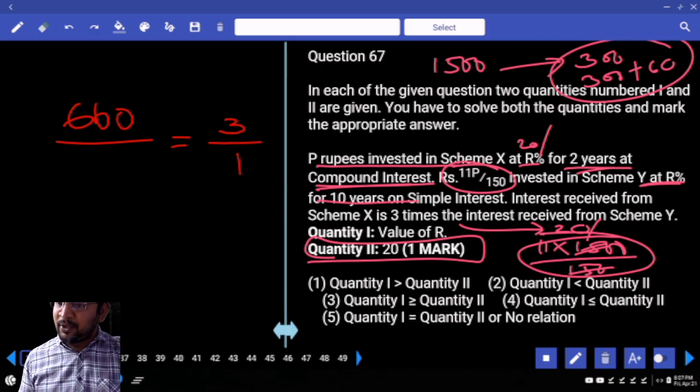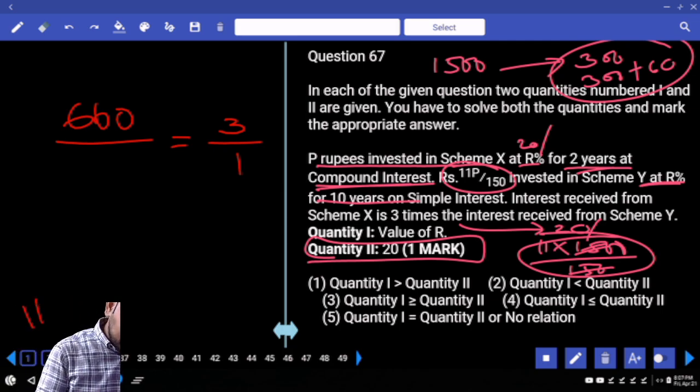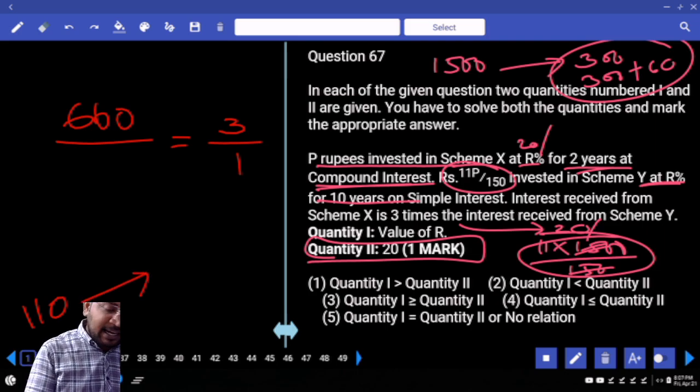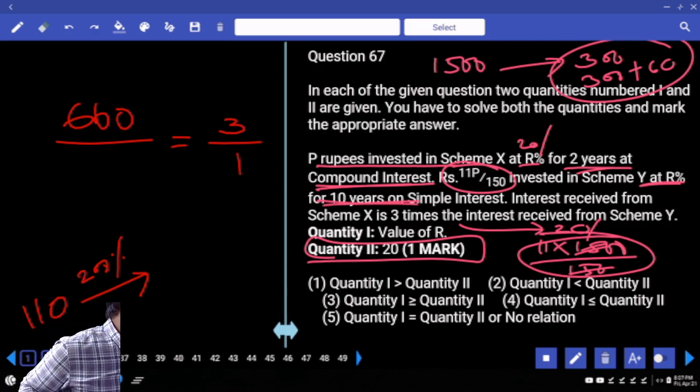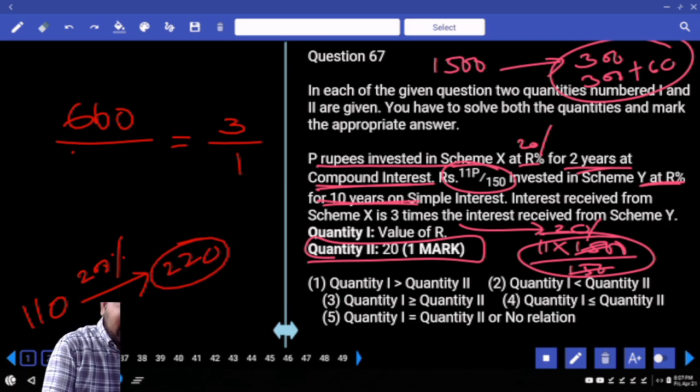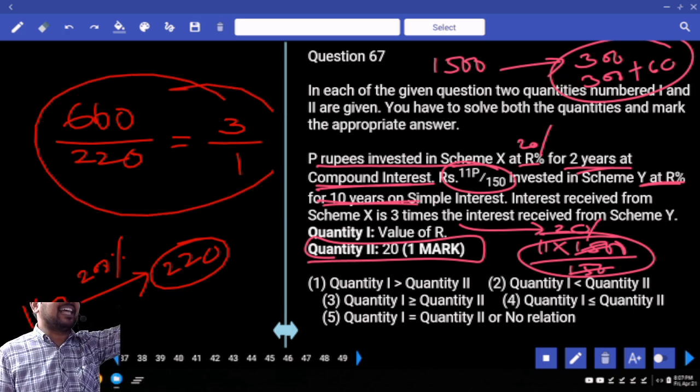For 10 years, 1 year is 20%, so 10 years is 200%. Principal is 110. Not 20, 200%: 1 year 20%, 10 years, 20% into 10 is 200%. Simple interest, straight away 10 years directly. Yes? 200% of 110. Now scheme Y interest is 220. The ratio 3 by 1 only. And our assumption is correct or not?